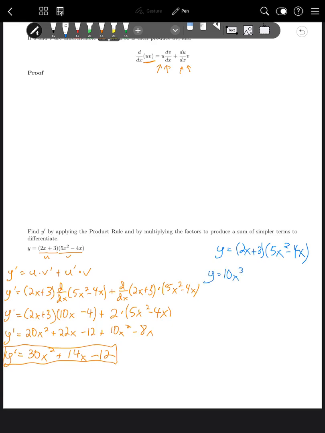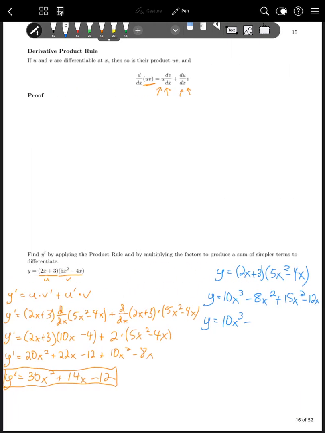10x cubed minus 8x squared minus 15x squared minus 12x, which is 10x cubed minus, one of these should have been plus. That should have been plus 15x squared. So plus 7x squared minus 12x. And now we can just use our polynomial derivative rules that we've been practicing so far to find this derivative.